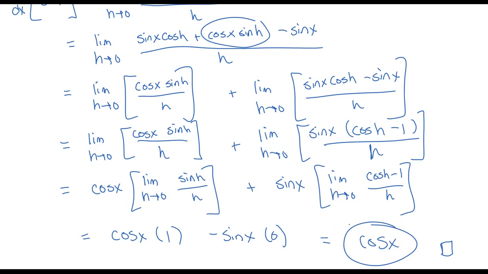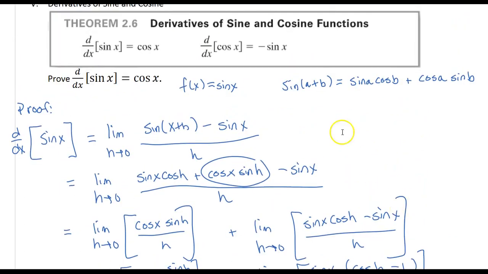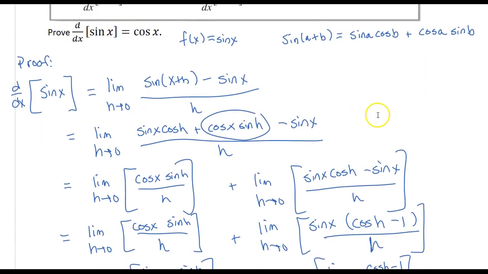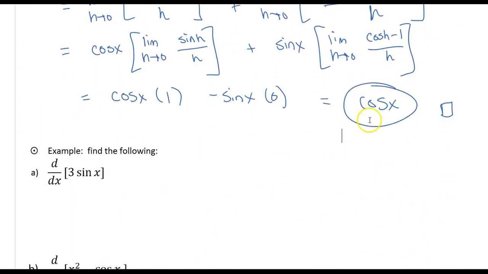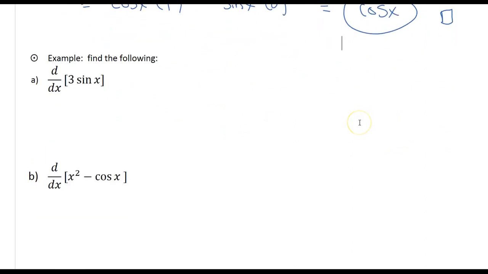Now this is not something that I would necessarily expect you to be able to do on a test, but it is important to understand where these rules come from. They come from the limit definition and other properties of math that we know. So the derivative of sine and cosine is something that you really want to commit to memory. It's something that you want to take to heart because we're going to build on that quite a lot over the coming sections. So let's look at some examples that use this.